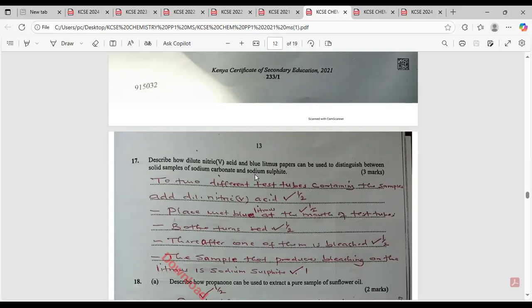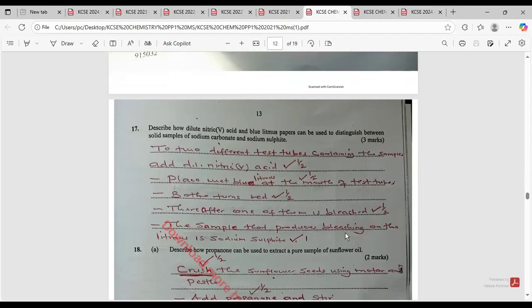of sodium carbonate and sodium sulfite. How is this question testing on gases? Preparation of carbon dioxide: you react an acid with a carbonate. Preparation of sulfur oxide: we react a sulfite with an acid. So how do we do this? You take separate test tubes, you add dilute nitric acid.